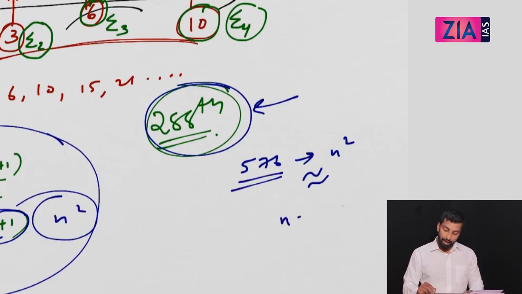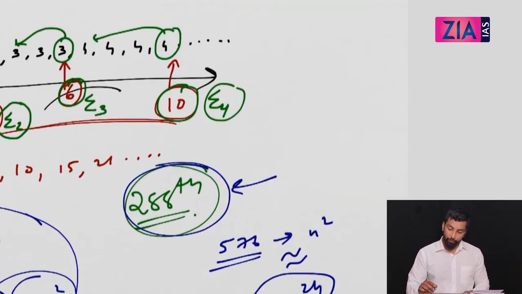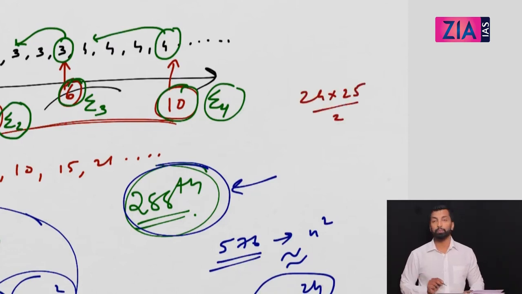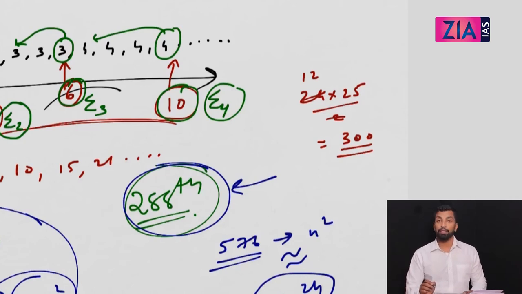So what is n? n is equal to 24. So the approximate number of terms is what I am getting. So n is equal to 24. Now let's find sigma 24. So what is sigma 24? Sigma 24 is actually 24 into 25 divided by 2. Let's cancel this out, you get 12. So what you get is 300. Okay, so sigma 24 is 300.